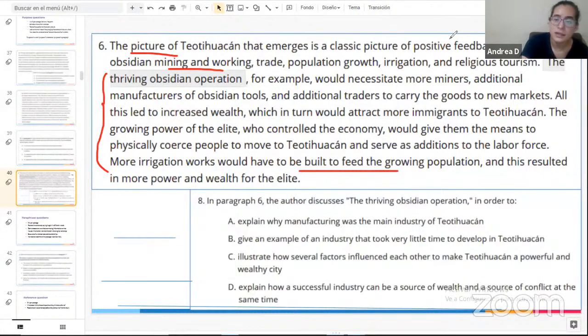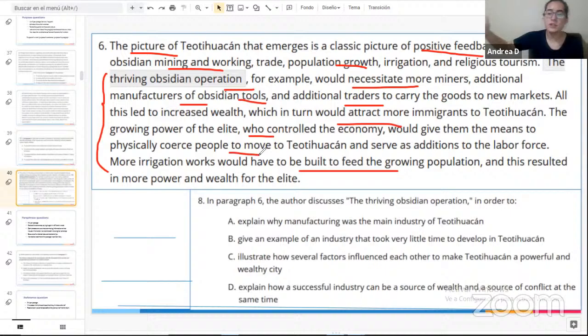And that is how basically every single factor influenced each other in creating this powerful city, because you have a change of events. So the thriving obsidian operation necessitated more miners, which led to more manufacturers, more tools, which means more traders, which turns into more immigrants and then turns into this, and that, and that. So it's a chain of events that ends in a more powerful and wealthy city. Okay, guys? So well done. You got it right.